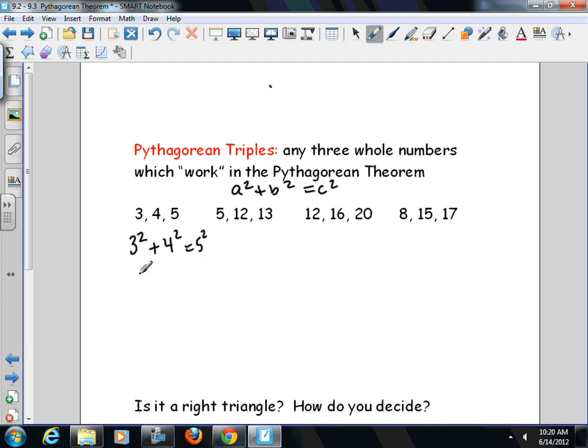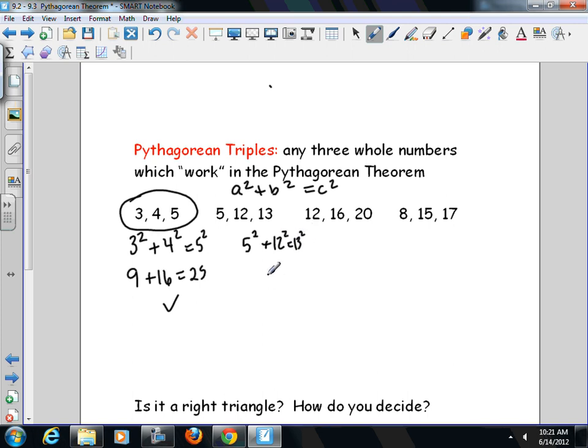Well, 3 squared is 9, 4 squared is 16, and 5 squared is 25. And sure enough, 9 plus 16 is 25. So 3, 4, and 5 makes a Pythagorean triple. Let's try the next one. Does 5 squared plus 12 squared give you 13 squared?